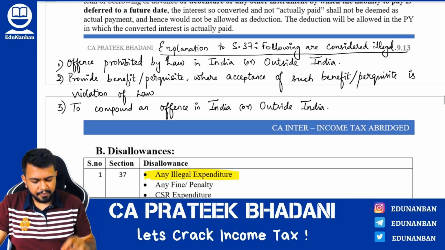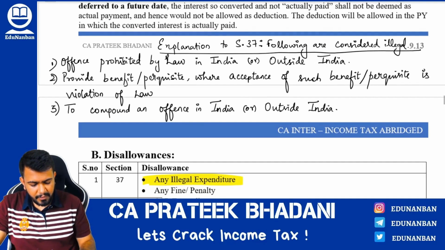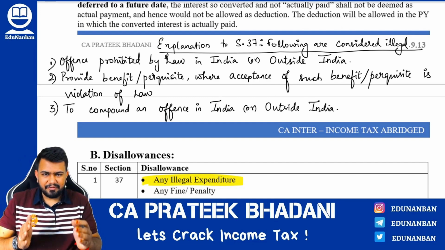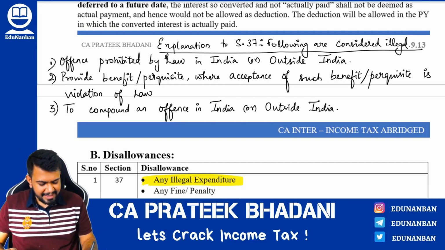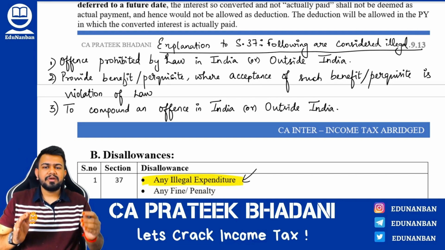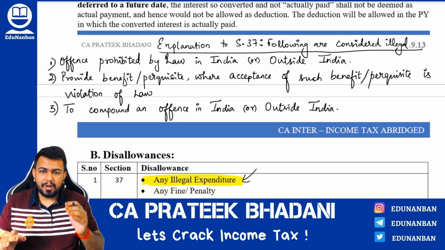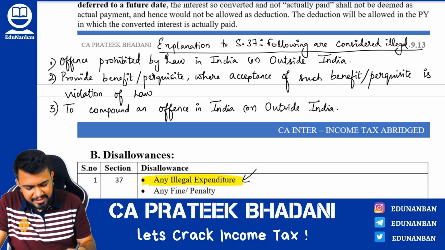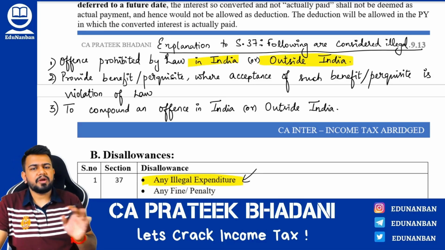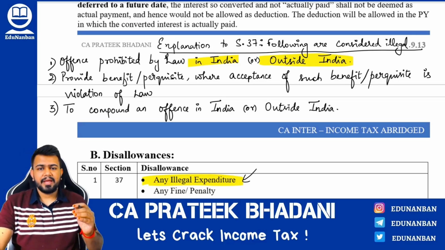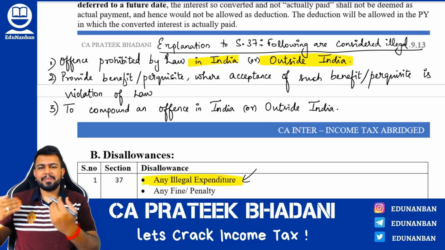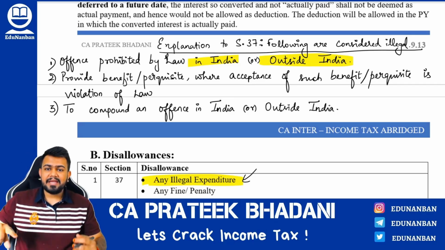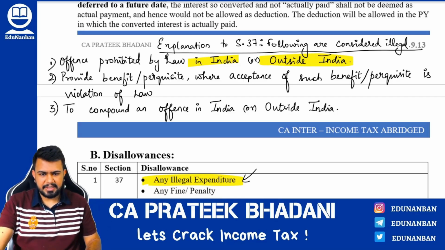What is the explanation? Number 1. There was a confusion whether this illegal expenditure is not allowed only if it is illegal in India, or also if it is illegal outside India. Answer is, if the offense is prohibited by law in India or outside India, it will not be allowed as deduction. Hence, for example, if I am incurring an expenditure in USA and in USA it is an illegal expenditure, then such expenditure will not be allowed as deduction.